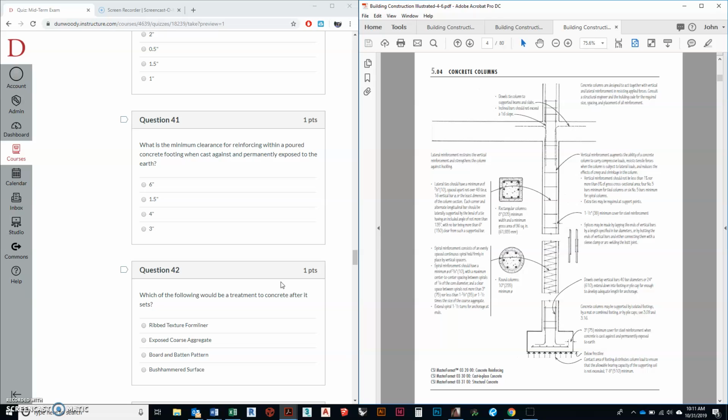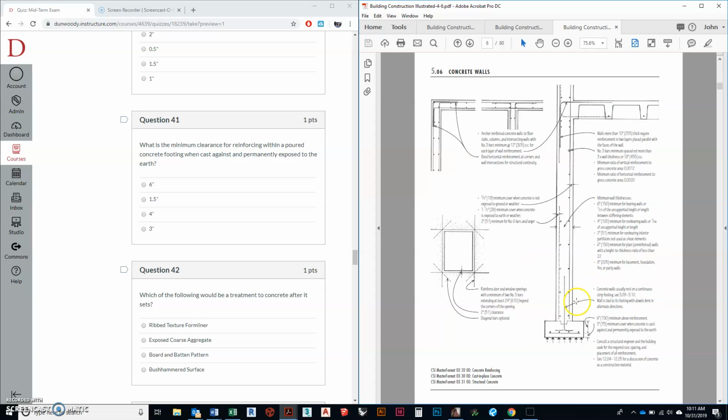Minimum clearance for reinforcing within a poured concrete footing when cast against and permanently exposed to the earth. What is the minimum clearance for reinforcing within a poured concrete footing? So here's a poured concrete footing. Here's the minimum cover when concrete is cast against and permanently exposed to the earth. Should be 3 inches. Got it? There it is.